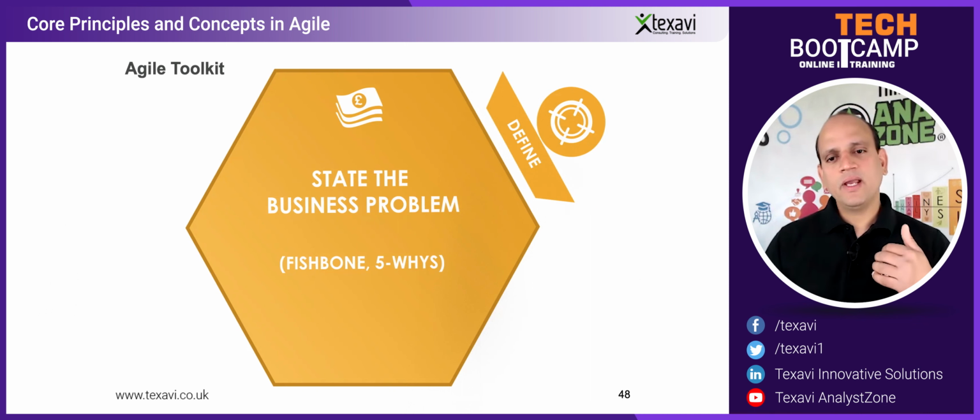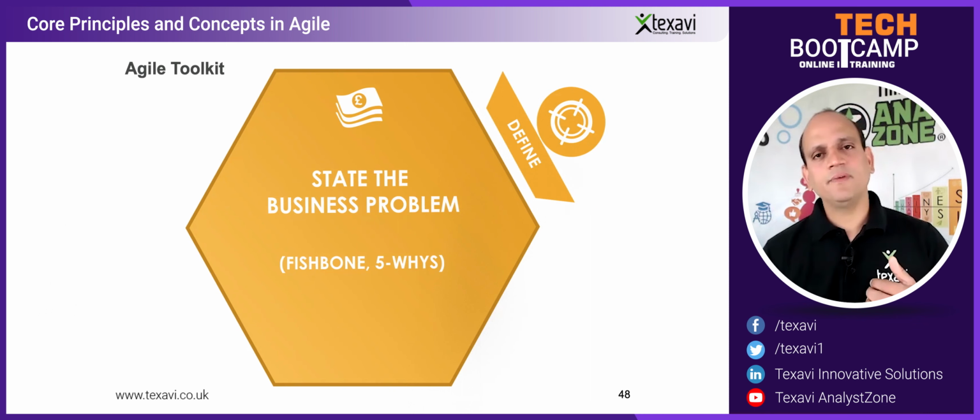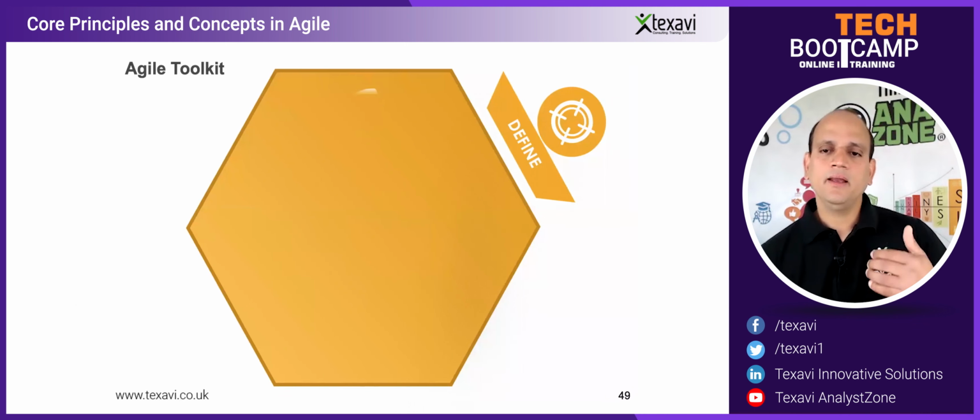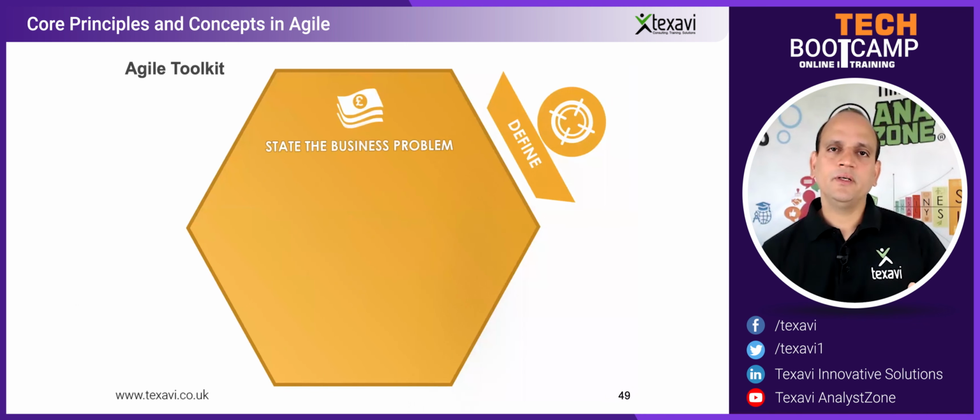So if you want to look at the real crux of the problem, you need to understand that from the point of view of the business aspect, the functionality, and who are the stakeholders who've got the problem. That's where you can take the help of the fishbone and the 5 whys, asking why 5 times, so you get to the real root of the problem. Again, that's very important in the context of starting anything in agile development.